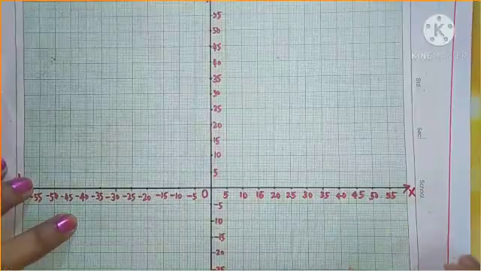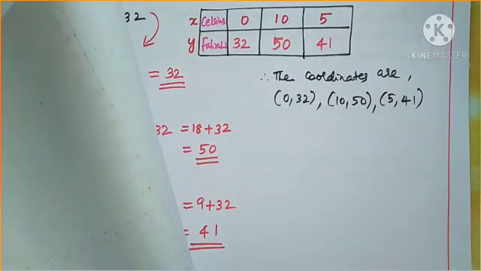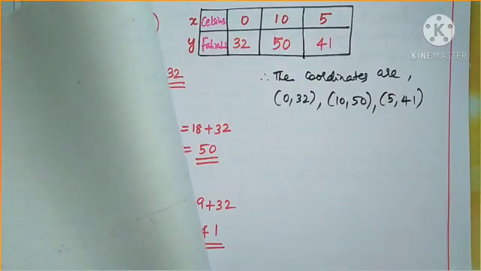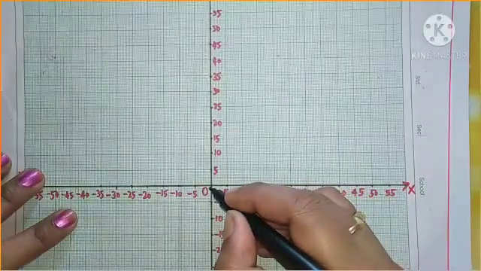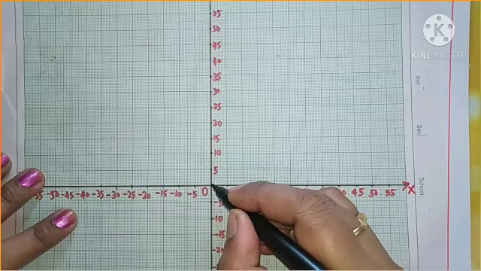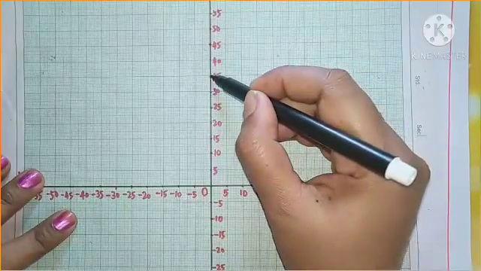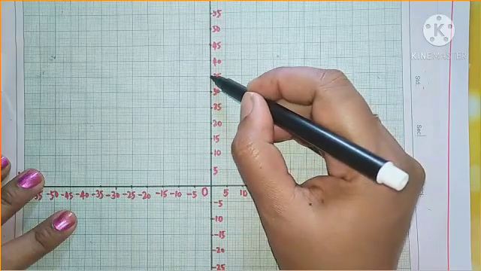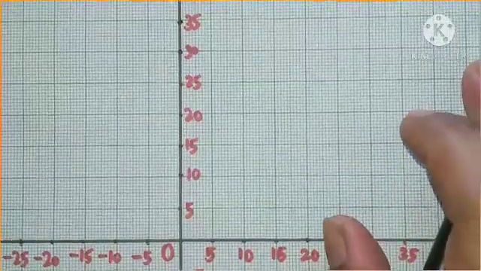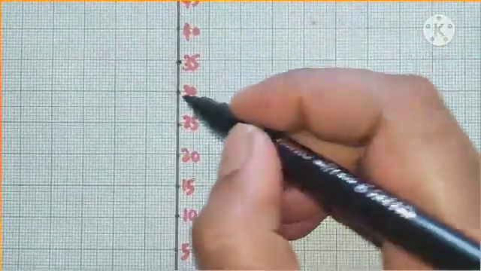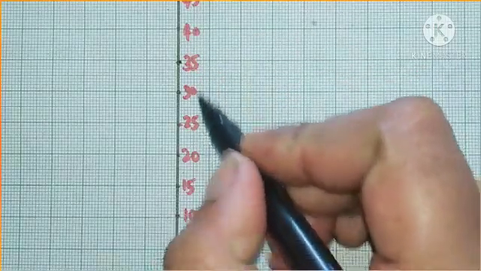Now we are going to plot the points. Let us see the first coordinate. Who is the first coordinate? 0 and 32. 0 in the x-axis and 32 in the y-axis. So 32 in the y-axis means the positive side. Now you see children, after 30 we got 35 here, no? So how to take 32 now? After 30 we have 32, so between 30 and 35, how to take 32?